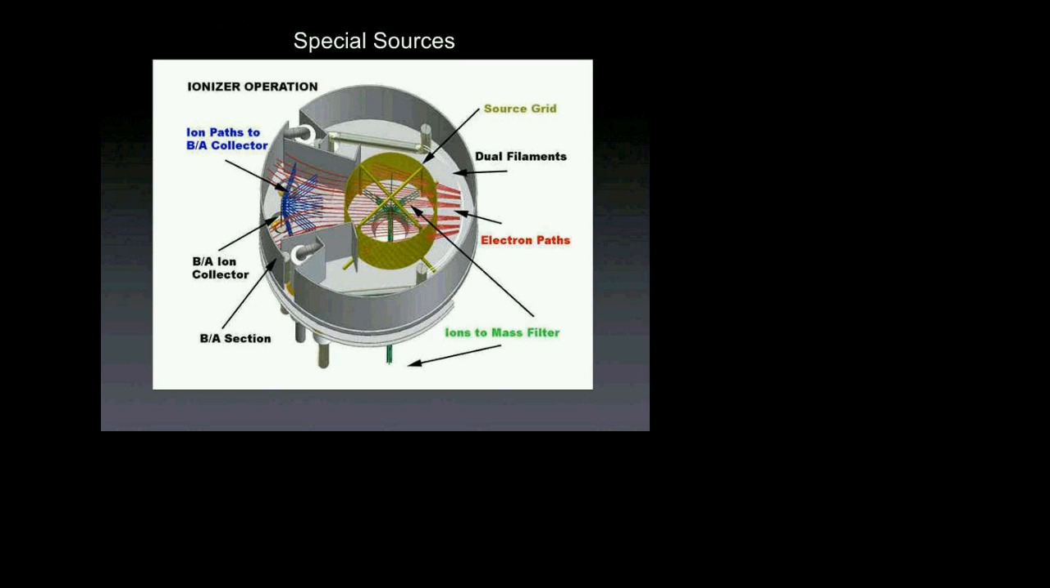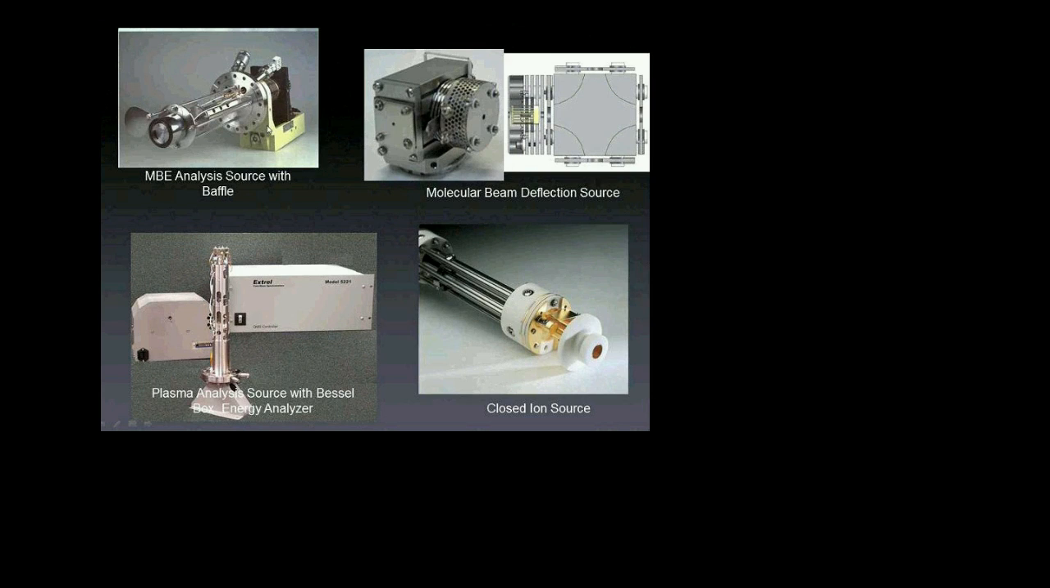All right, so one last comment on sources here. We talked about an open ion source, where the source is just dedicated to making ions for the RGA. There are special sources out there. There is a device, I think this is the Xtor, where they combine in the same ionizer both a standard ionizer for the RGA and a total pressure ionization region as well.